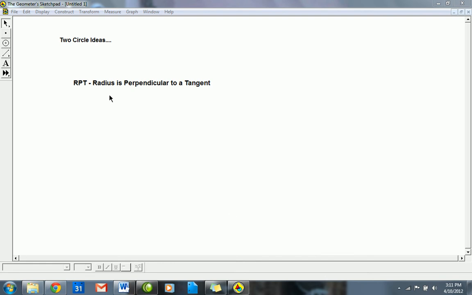Here are two ideas that pertain to circles. The first is called RPT: a radius is perpendicular to a tangent. And let's see what that looks like.